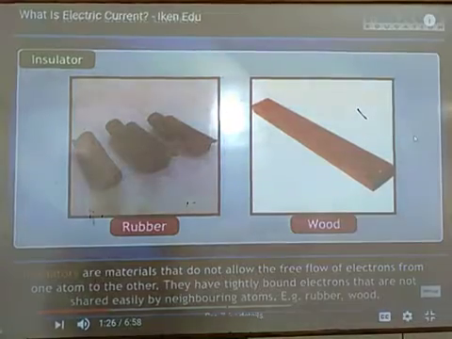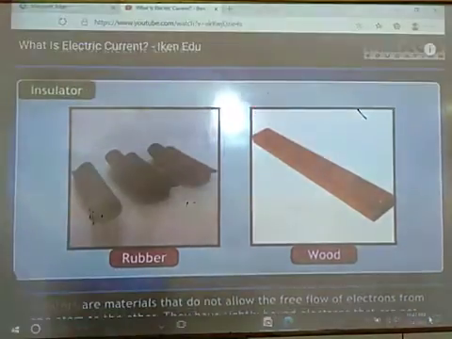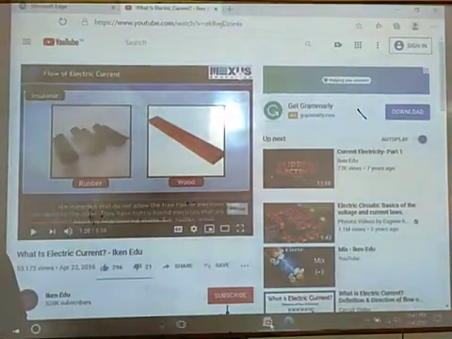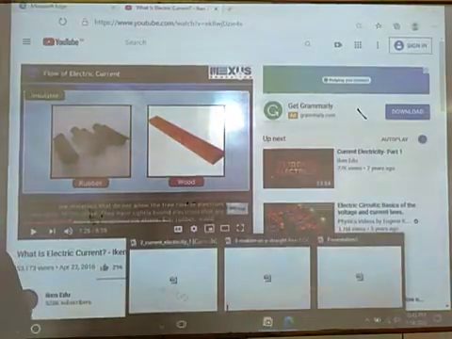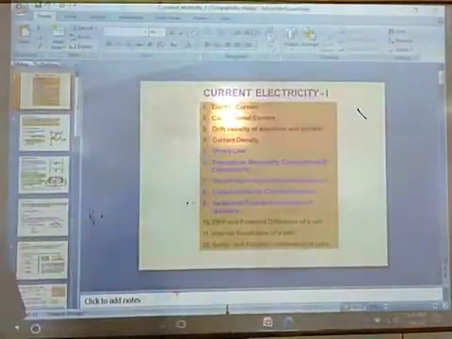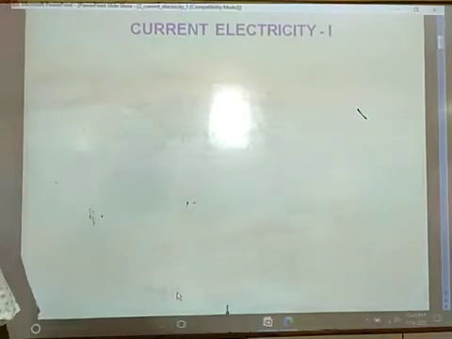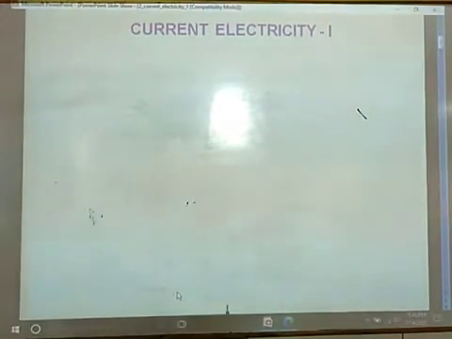Now, students, with this revision, I am coming to our main discussion, which is part of our syllabus. Students, I am going to start the chapter Current Electricity. In this chapter, I have two slides.